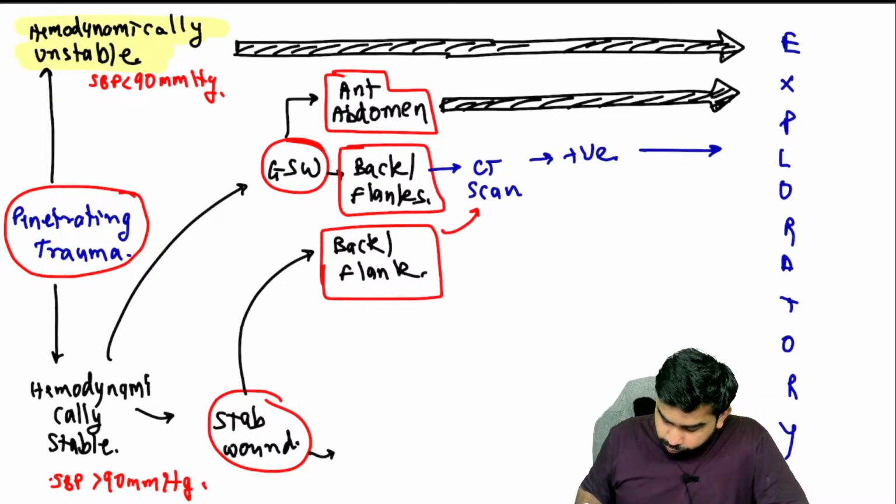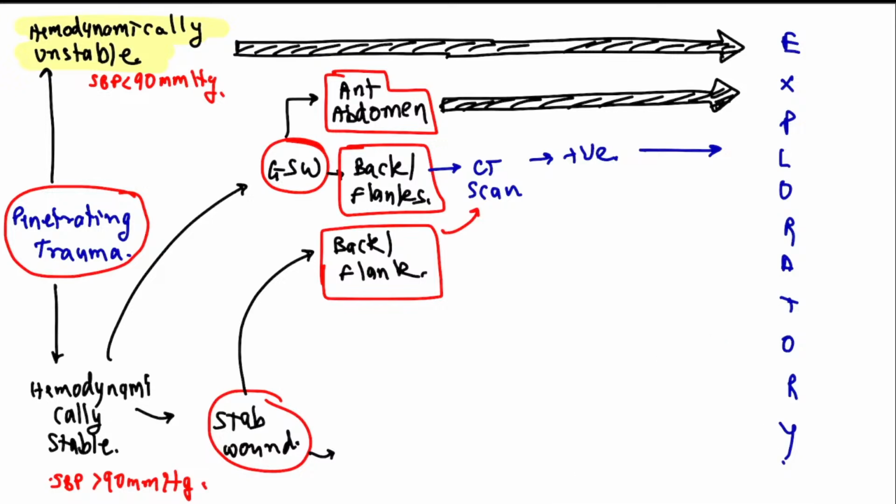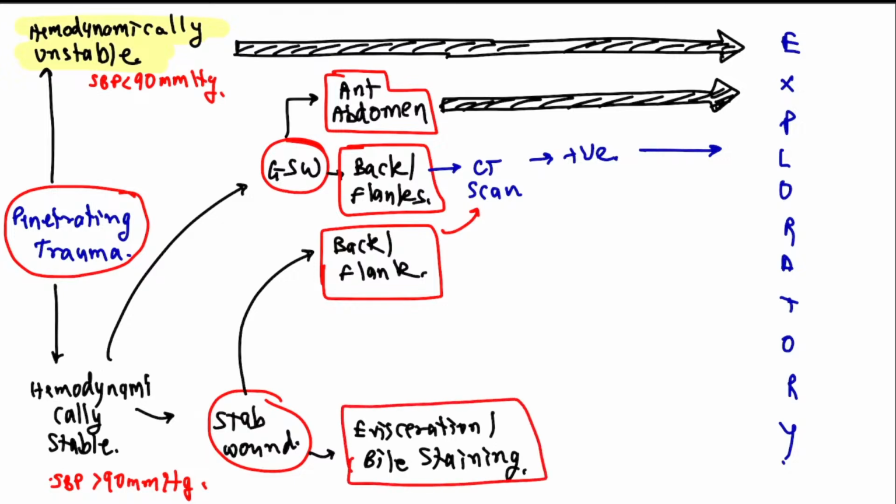Now let's say the stab wound is associated with evisceration or bile staining of the clots. I'll just get out of the view so that you will be able to appreciate the table in a better manner. So what do you understand by evisceration or bile staining of the clots? Evisceration means the intestine is coming out of the abdomen, or some part of the intestine or the liver is coming out of the abdomen. You understand my point. So this is what is called evisceration or bile staining of the clots.